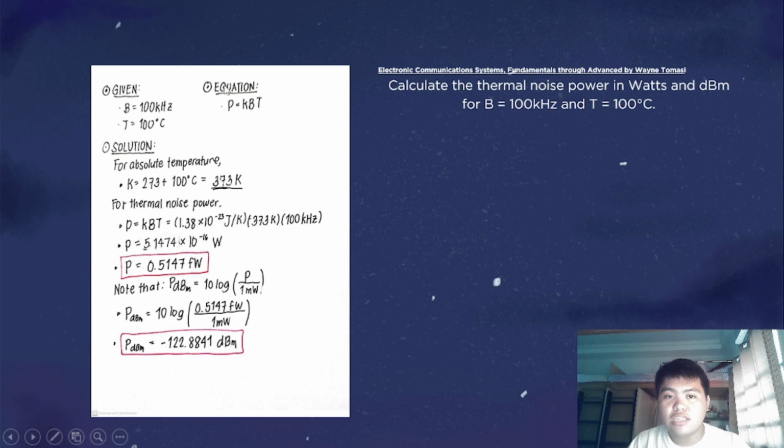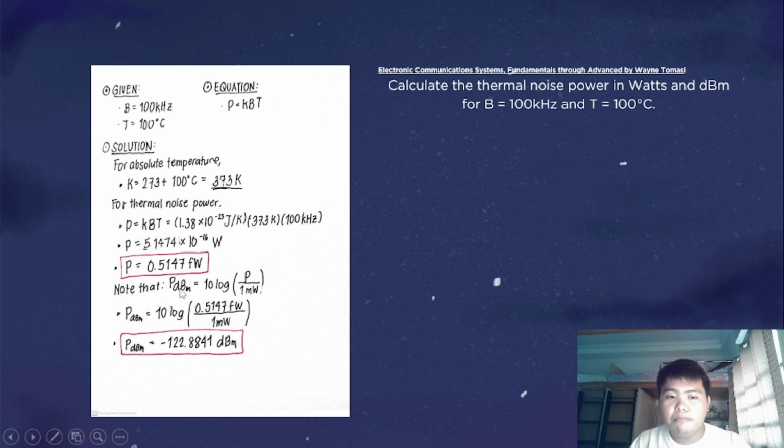Then we will use this equation to determine the thermal noise power. Since the given value of temperature is in Celsius, we need to convert into Kelvin. Hence, for the absolute temperature, the Kelvin would be 273 plus 100 is equal to 373 Kelvin. Now we found the thermal noise power of 0.5147 femtowatt. So that would be the thermal noise power in terms of watt.